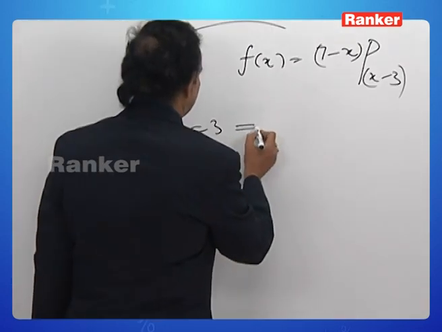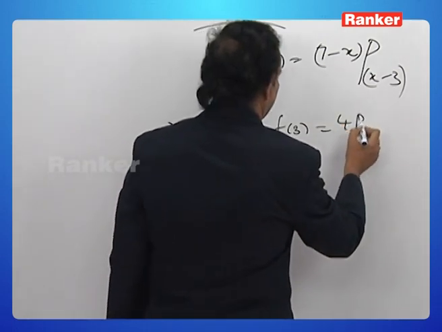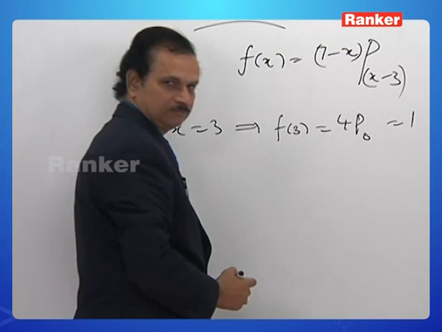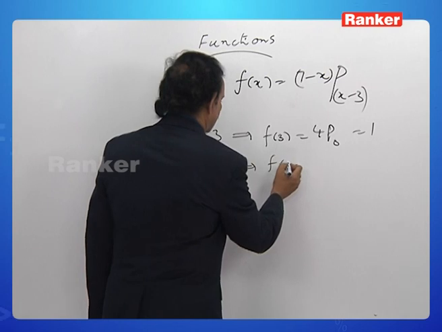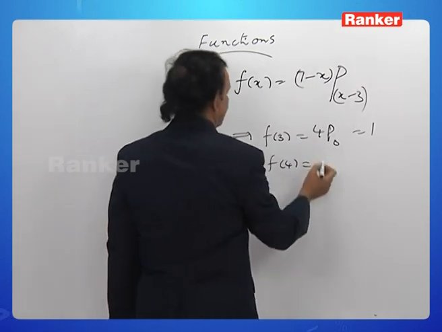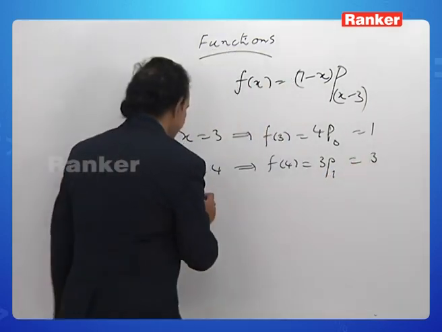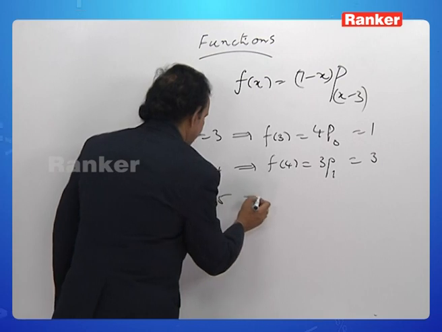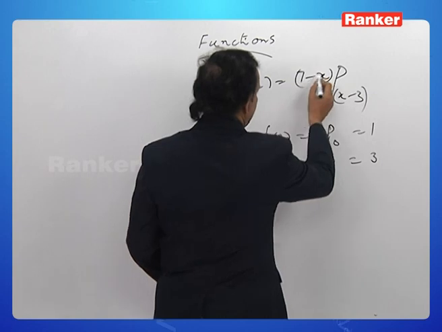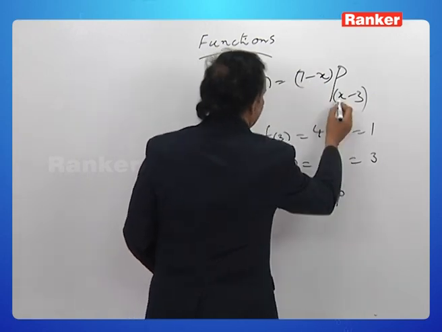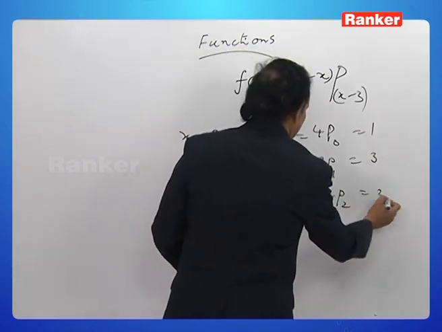If x is equal to 3, then what is f of 3? 7 minus 3 is 4, P 0. What is 4P0? It is 1, possible. If x is equal to 4, what happens? Is it possible to define f of 4? 7 minus 4 is 3, P 4 minus 3 is 1. 3P1 is 3. Again, x is equal to 5. Are you able to find f of 5 or not? Let us check. 7 minus 5 is 2, P 5 minus 3 is 2. 2P2 is 2 factorial, that is 2, possible.